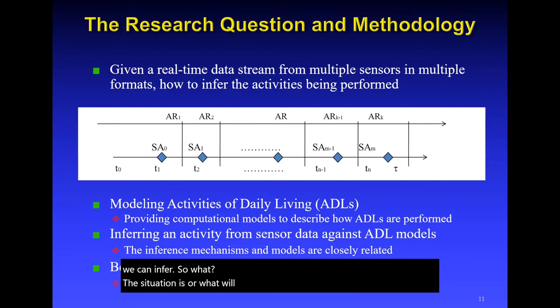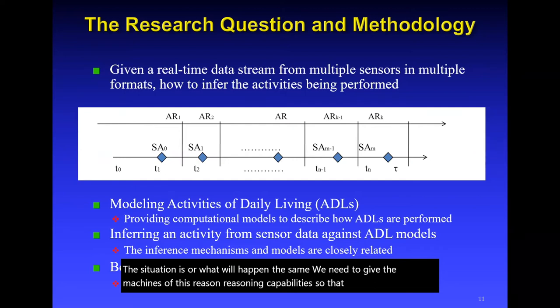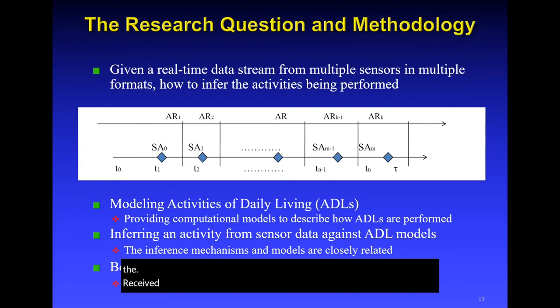The same, we need to give machines this reasoning capability so that they can, based on the received observation or sensor data, do the inference, yeah, to derive what activity a user is performing.